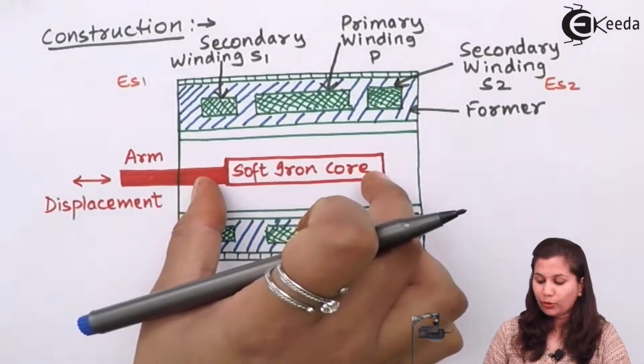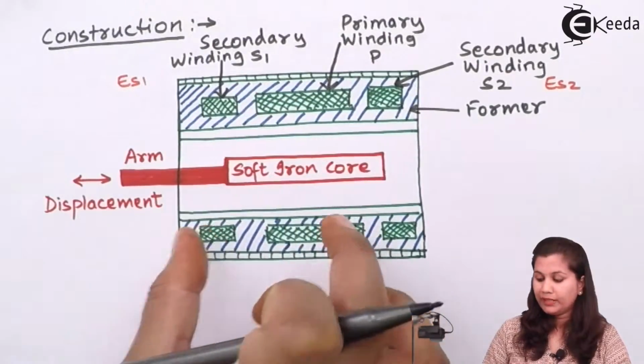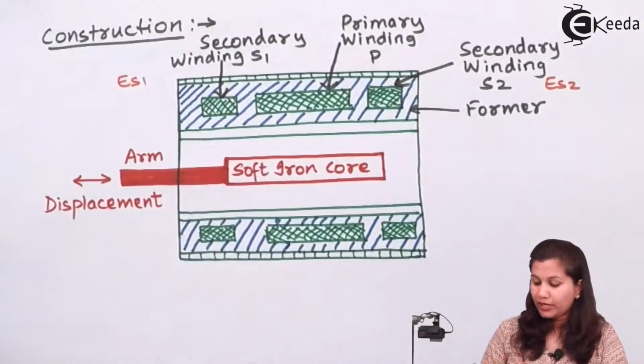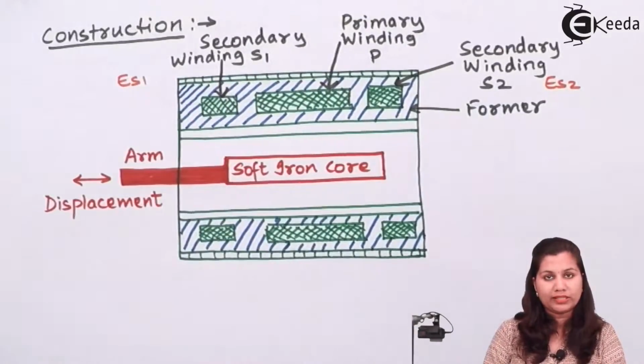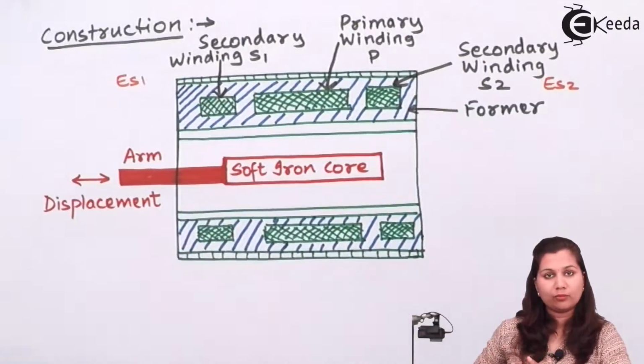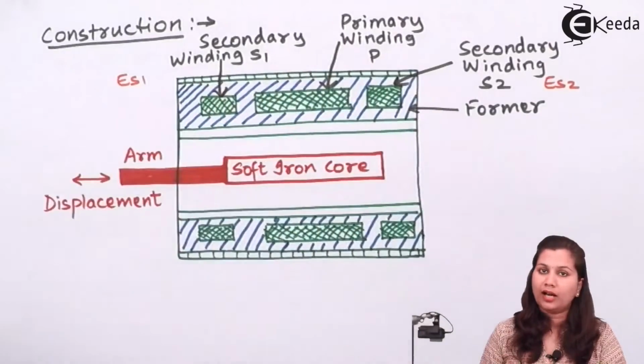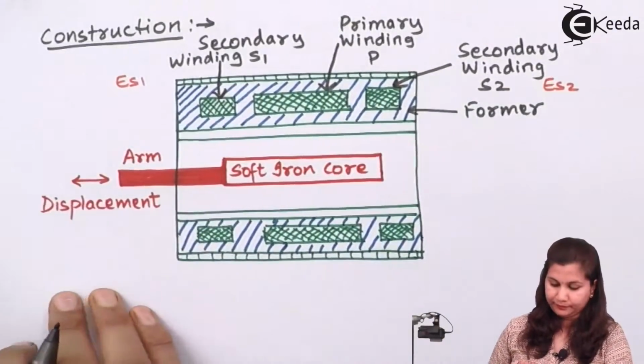When the soft iron core is exactly in the middle, meaning it is at the null position, then the output voltage is 0. If it is more towards the left hand side, then the output voltage is ES1 minus ES2, and when it is more towards the right hand side, then ES2 minus ES1 will be the output voltage.